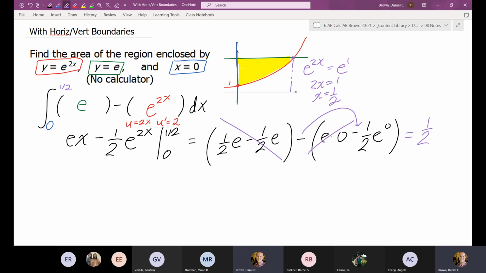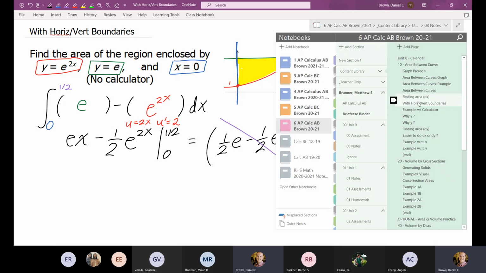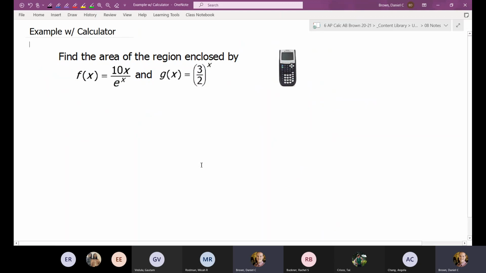Questions on that? All right, so we did one where it was no calculator and we have the graphs. We have one where it's no calculator and no graphs. Third type of problem is going to be a calculator one, everyone's favorite.